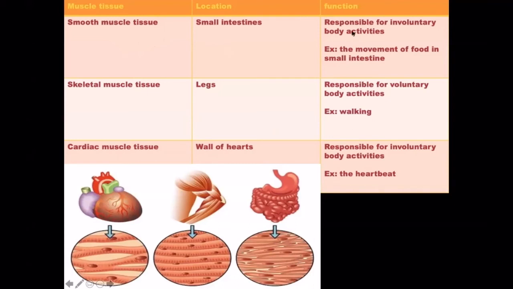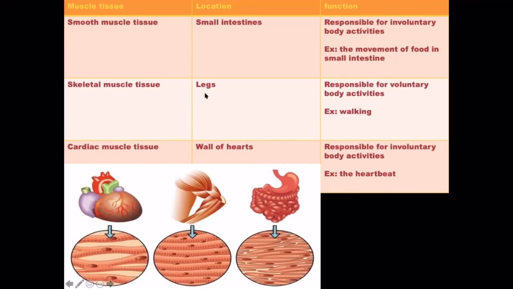And then the function is responsible for involuntary body activity. For example, we know that the small intestine is the place where the food will move, right? So when we have smooth muscle tissue, it will enable the food to move along our small intestine. And then we have skeletal tissue.